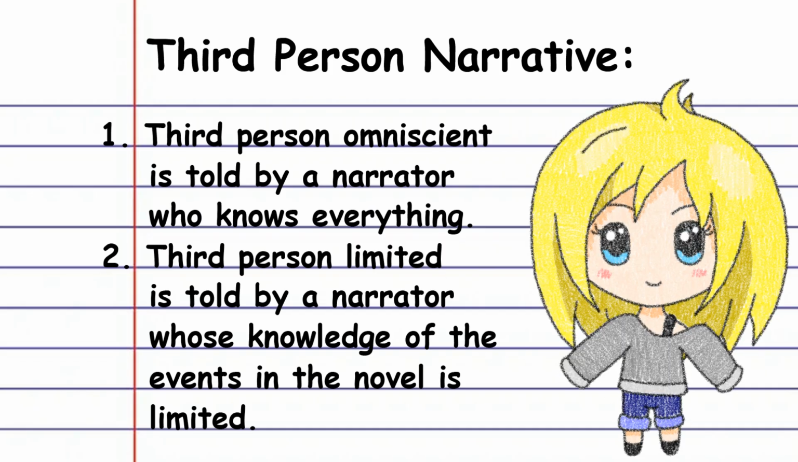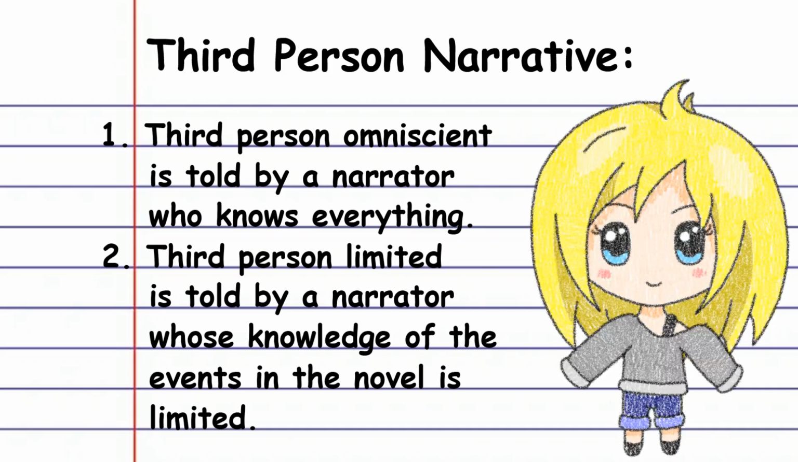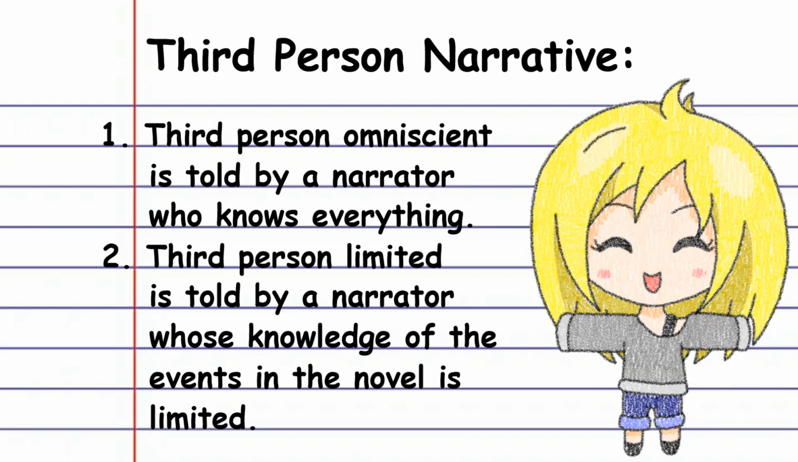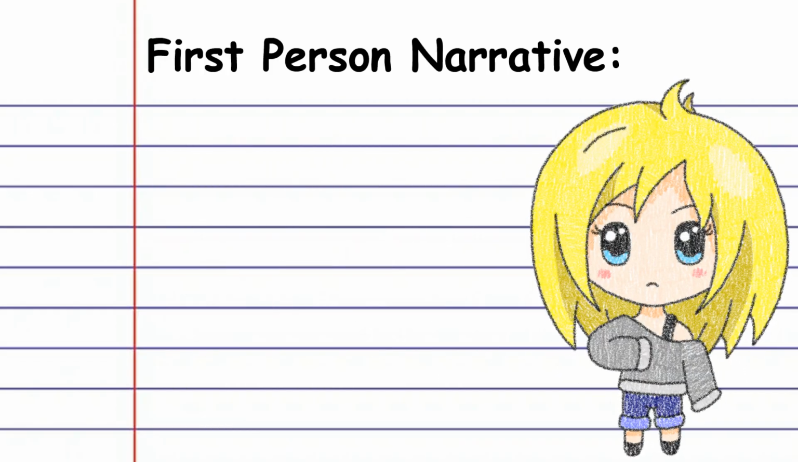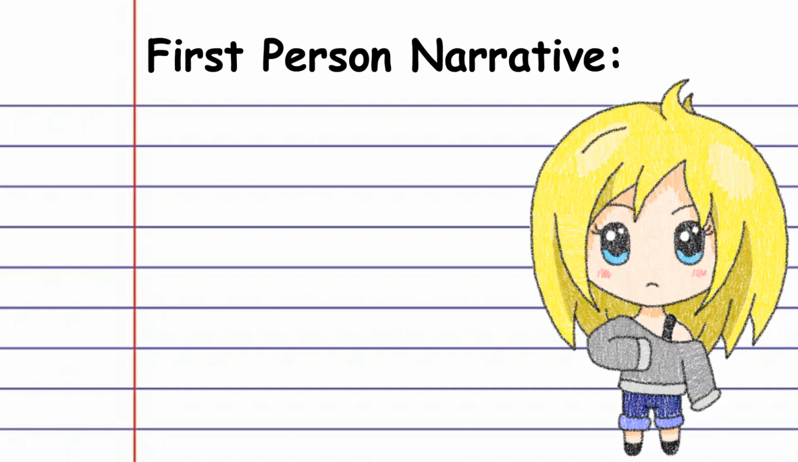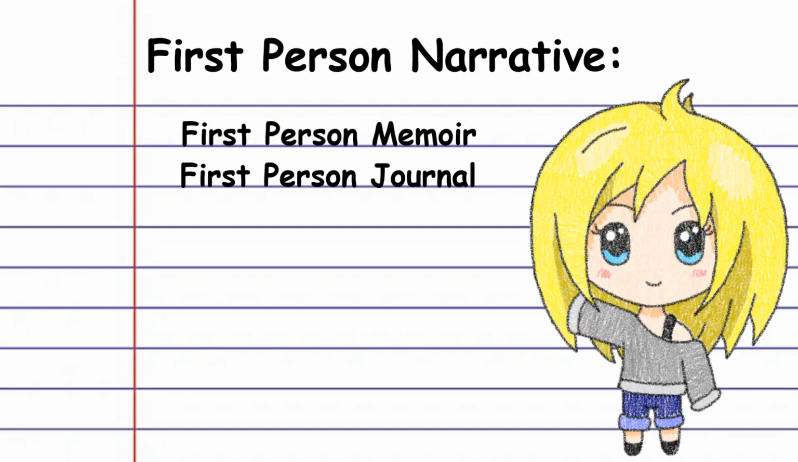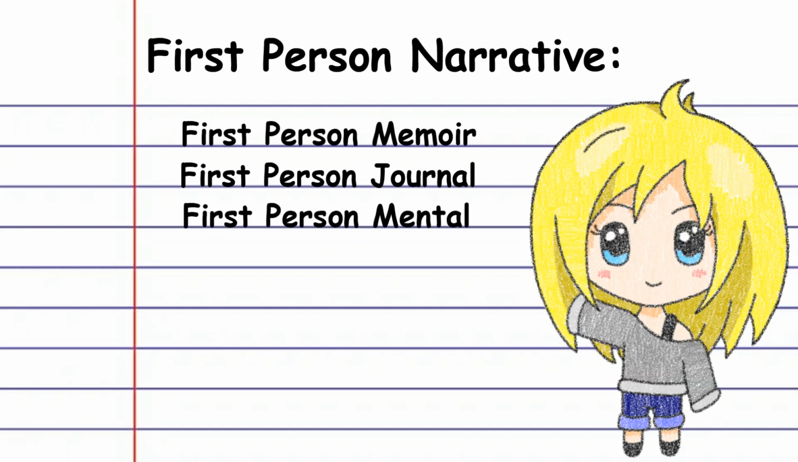This kind of narrative is more popular with authors who want to focus on the thoughts and feelings of a particular character and give the readers a deeper connection to the character that the narrator is following. There are also different kinds of first-person narrative. I'm not sure what the technical term is for these different styles of writing, but I am going to call them first-person memoir, first-person journal, and first-person mental.